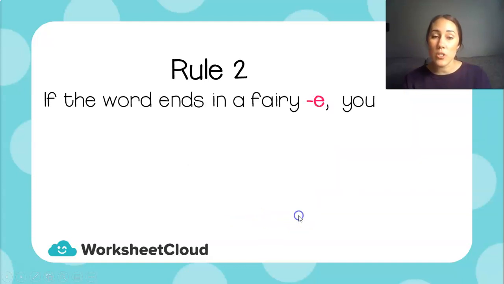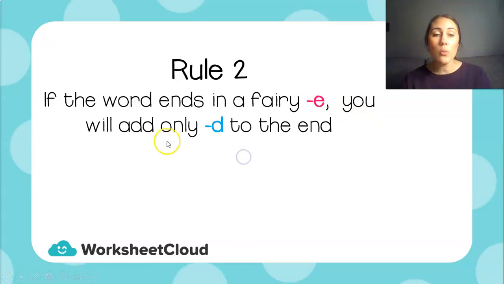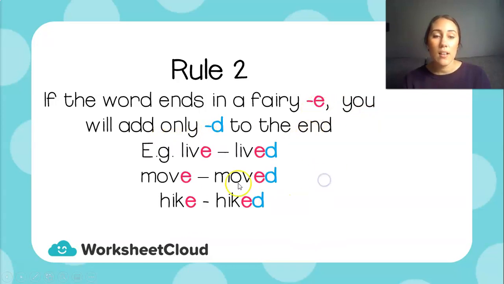Now, rule number 2 is if the word ends in a fairy E, you will only add a D to the end because the E is already there. Like live. Today I live. Yesterday I lived. Today I move. Yesterday I moved. Today I hike. Yesterday I hiked.